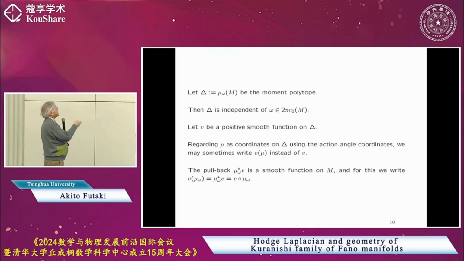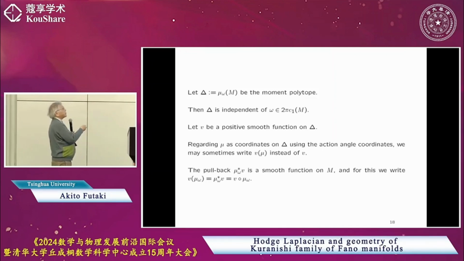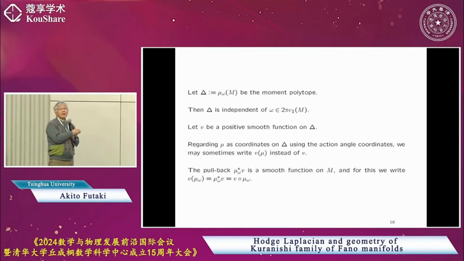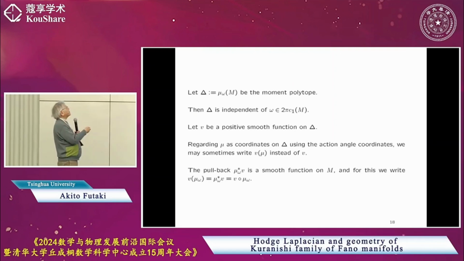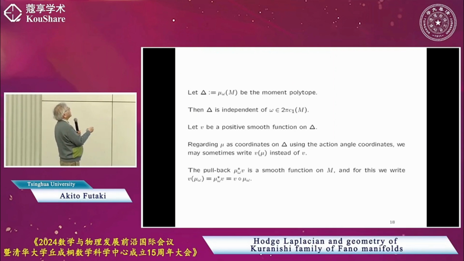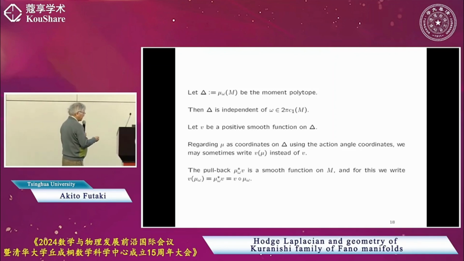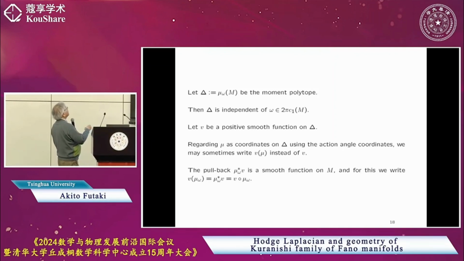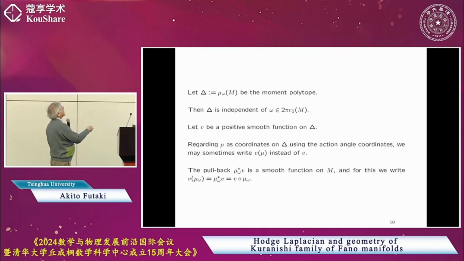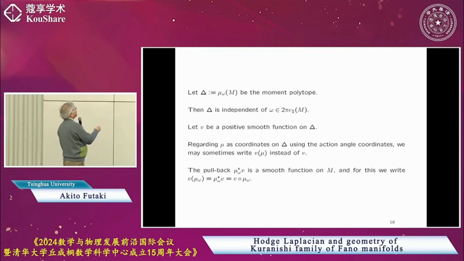Because the vertices of the moment polytope correspond to critical points of the moment map. The moment map satisfies some condition, and the critical points do not change when the symplectic form stays in the same cohomology class. It's sort of a general fact.